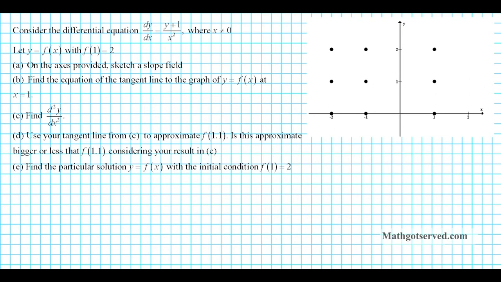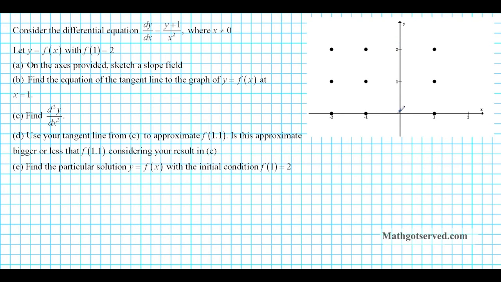Part A. On the axis provided, sketch a slope field. So we're going to sketch our slope field here. We have 1, 2, 3, 4, 5, 6, 7, 8, 9 points. We're going to draw the tangent line for 9 points, tangent line to the equation that has this differential equation right here.